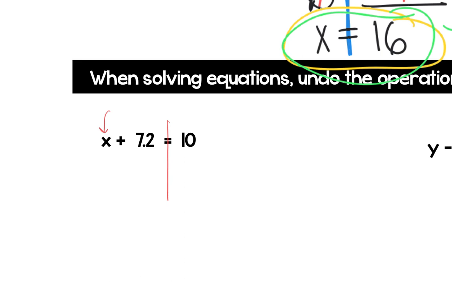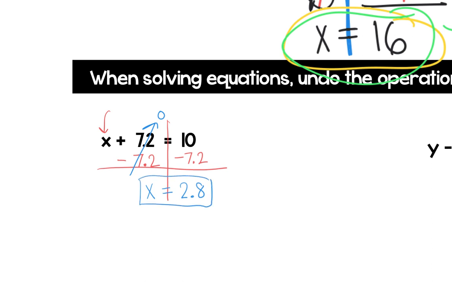So right here, directly below where it says plus 7.2, I am going to write minus 7.2. On the other side, to keep that balanced, I also have to subtract 7.2. So this is how we set up an equation every time. Now, 7.2 minus 7.2 is 0. That was our goal. We get x by itself on the left. Now in our calculators, 10 minus 7.2 is 2.8. And we've got our answer.